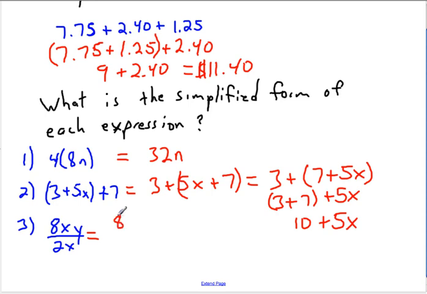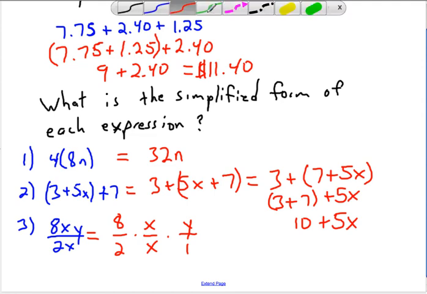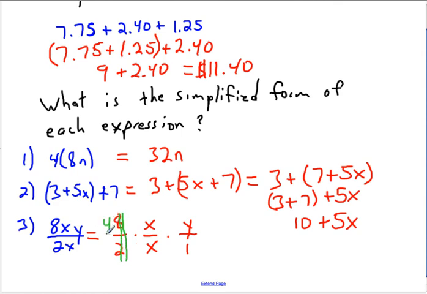So I use what I call the accordion method here, and I just kind of split up the pieces. And if there's a variable that has no variable to go with it, I just put a 1 under there or on top, depending on where I am. Now we can simplify these each individually. So 8 over 2 becomes 4 over 1. x divided by x is 1 over 1, and y over 1 stays as y over 1.